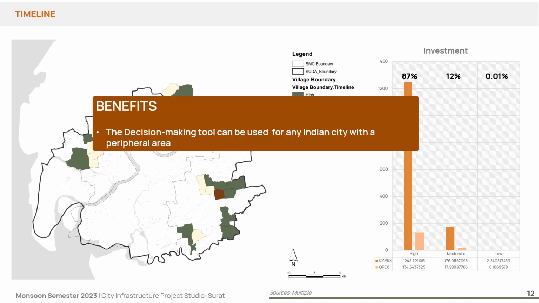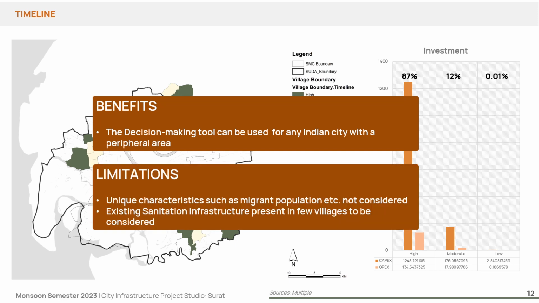This decision matrix can be used for any Indian city with rapidly developing peri-urban areas. Limitations include that unique characteristics, such as migrant population, are not considered, and the existing sanitation infrastructure present in some villages is yet to be considered.